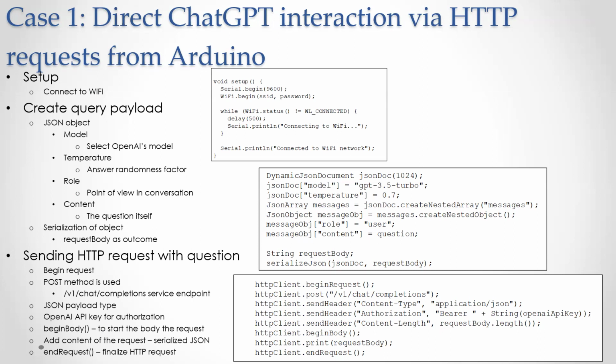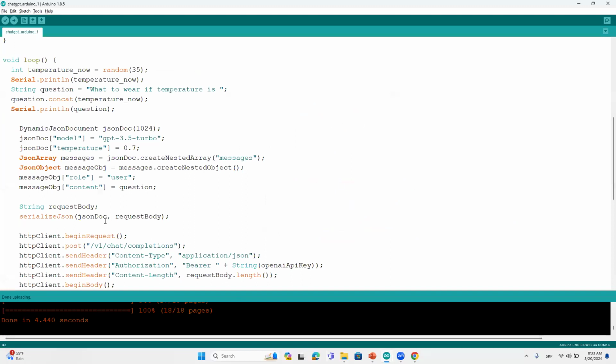We define the header. Content type should be application JSON. Authorization should include here our OpenAI token. We define the content length, which is equal to the request body length, and it's based on the JSON object, which is serialized for transferring over HTTP. We begin the body, we put the request body and end the request to finalize the HTTP request. So this is the actual code.